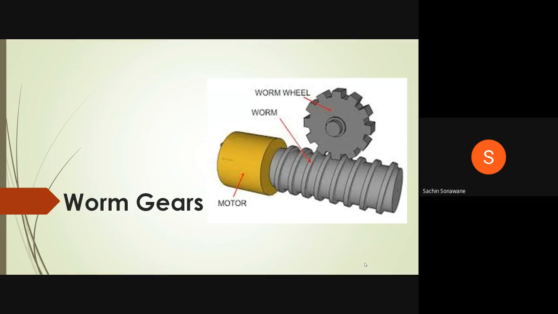Whatever this screw is there, this screw looks like a worm, because over the whole body of this screw, or on this cylinder, these threads are there.